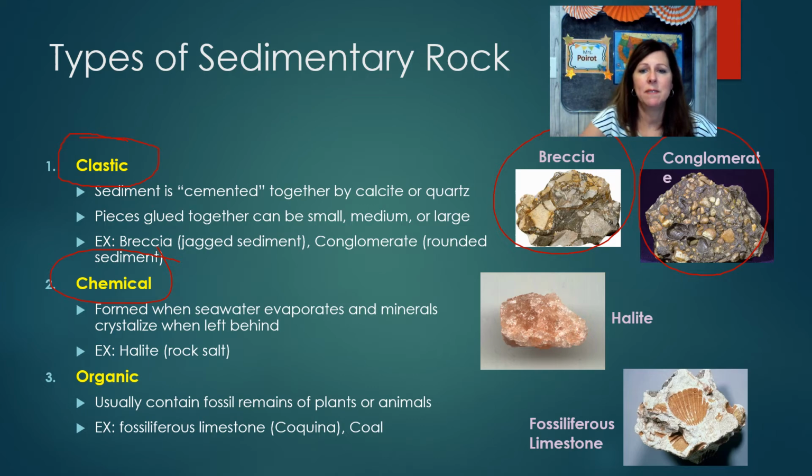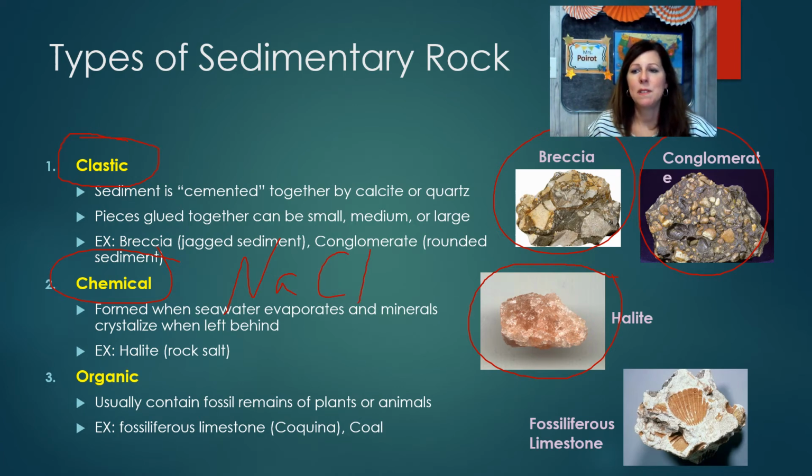So halite, which you see here, we had that in our mystery mineral lab, that is what we call rock salt. If you've ever made homemade ice cream, you would have used that. It melts ice very quickly. But that's an example of a chemical sedimentary rock. It's made out of sodium chloride, or NaCl. The Na is for sodium, the Cl is for chlorine.